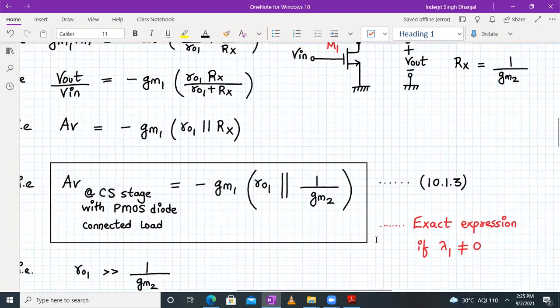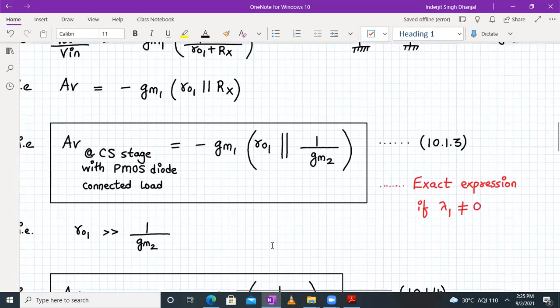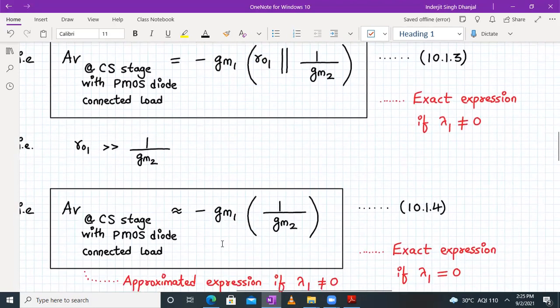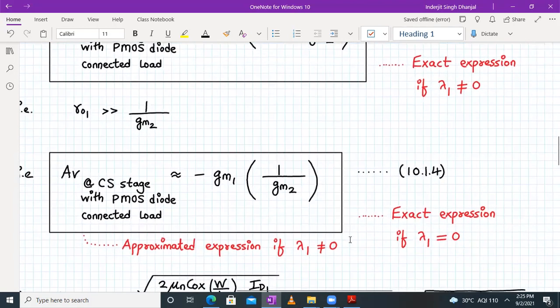Now it's an exact expression if lambda 1 is non-zero. And if we assume RO1 is very much greater compared to 1 upon gm2, then we can write this formula approximately as minus gm1 divided by gm2. Now this becomes the approximated expression if lambda 1 is non-zero, and this Av becomes equal to minus gm1 upon gm2, which is called an exact expression if lambda 1 is equal to 0.